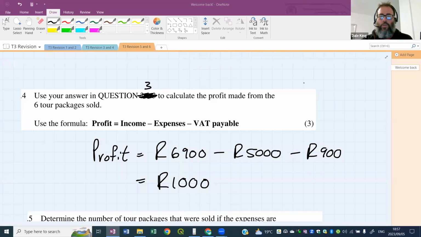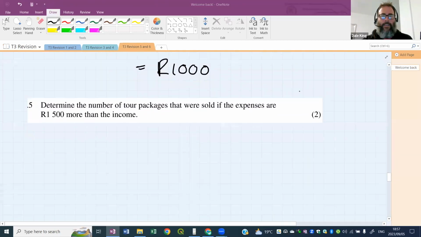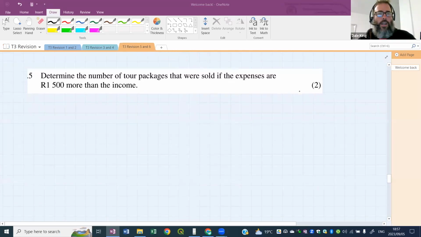Do we have time for the last one? Well, let's have a look. I wonder if you can work this one out. In fact, we might even start Thursday with this question. This is an interesting one. Determine the number of tour packages that were sold if the expenses are 1,500 Rand more than the income. So what number of packages are being sold when your expenses are 1,500 Rand more than the income?